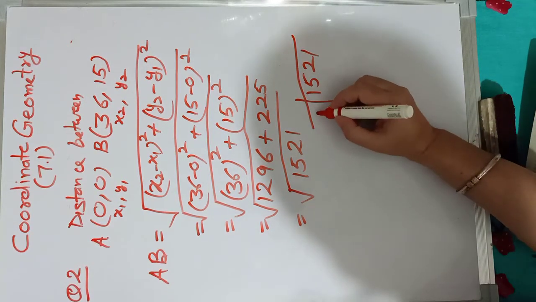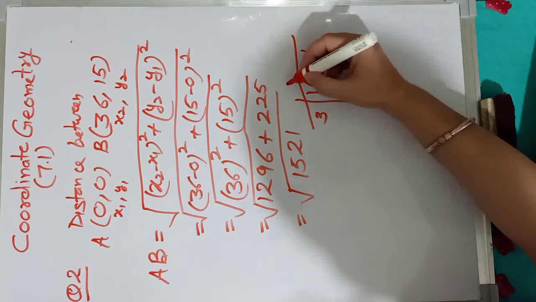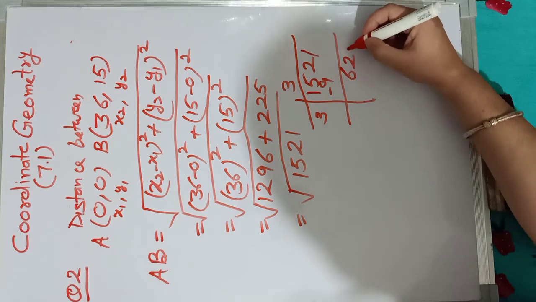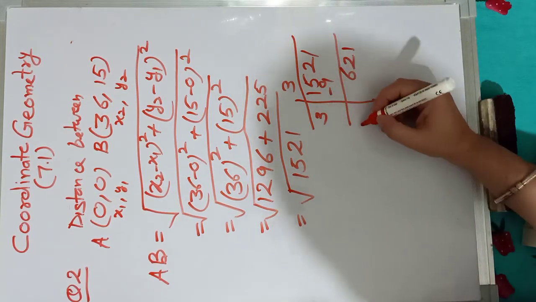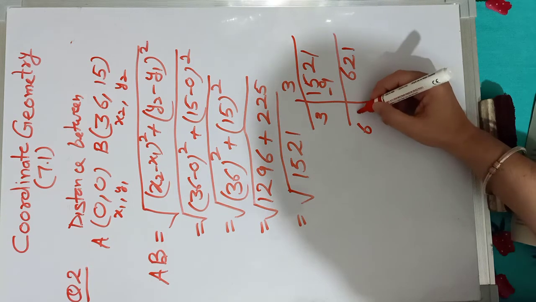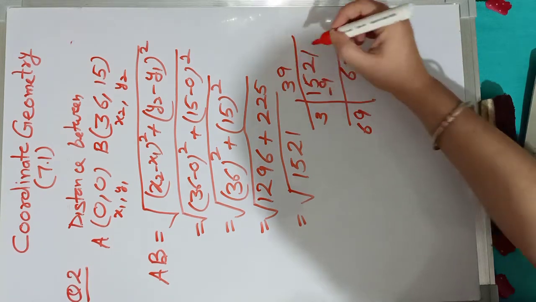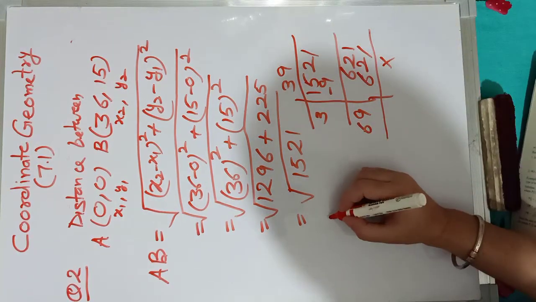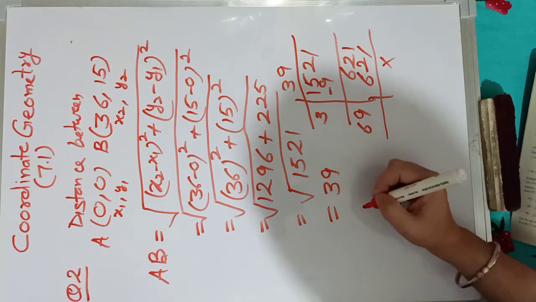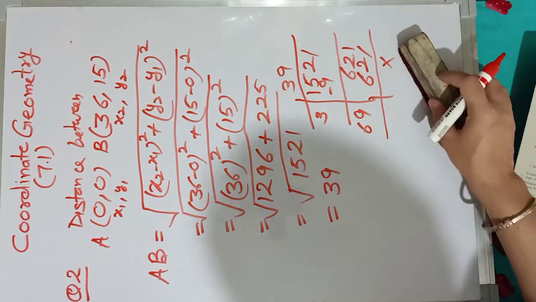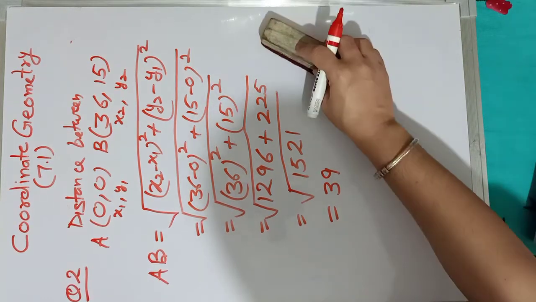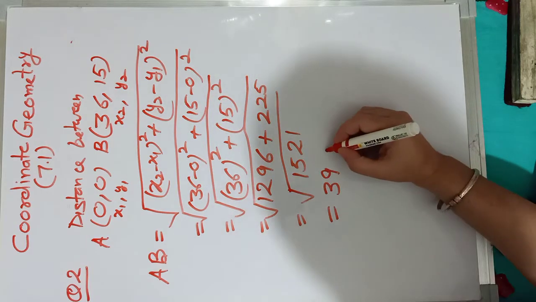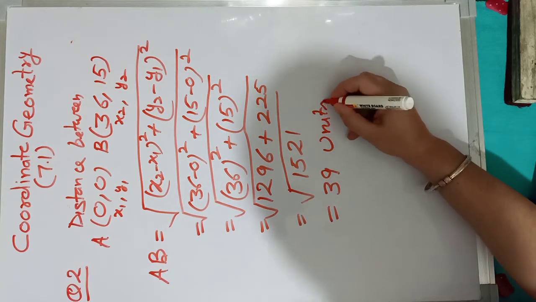Yes, how to start? Here 3 3s are 9, 6, 21. Just add the values and it ends with 9, which means the square root of 1521 is 39. The distance between (0, 0) and (36, 15) is 39 units.